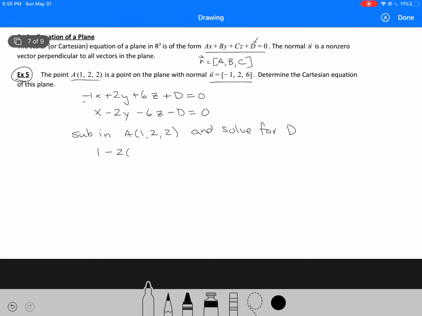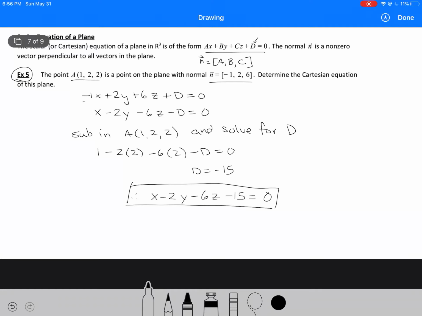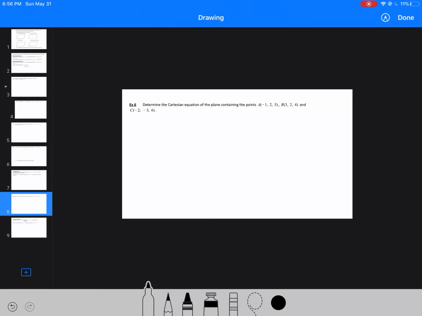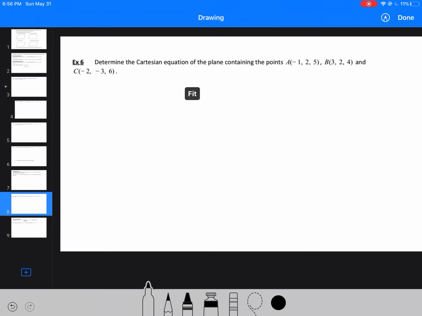So I'm going to substitute in 1 minus 2 times 2 minus 6 times 2 minus d equals 0. When I rearrange all that, you should end up with d equals minus 15. And that gives me my equation of the plane to be x minus 2y minus 6z minus 15 equals 0 as my Cartesian equation. Okay, that's the easiest information given to find the scalar equation of a plane.